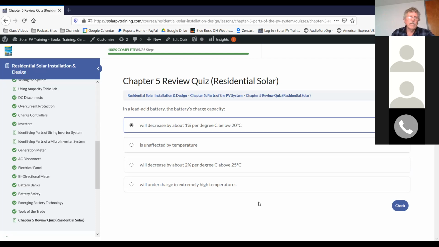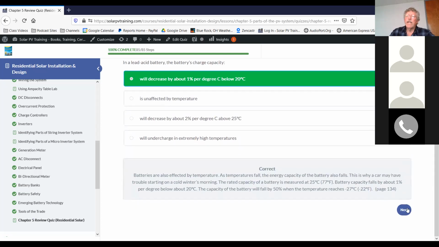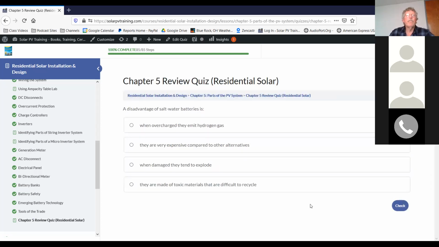So oftentimes charge controllers have little temperature probes that you'll take and stick on the battery, and then they'll measure the temperature of the battery and they'll be able to adjust their charging based on the temperature of the battery. But a good way to remember this is it's why your car won't start in the winter. Colder it is, the car may undercharge. So the lower the temperature, the less effective the charging will be.